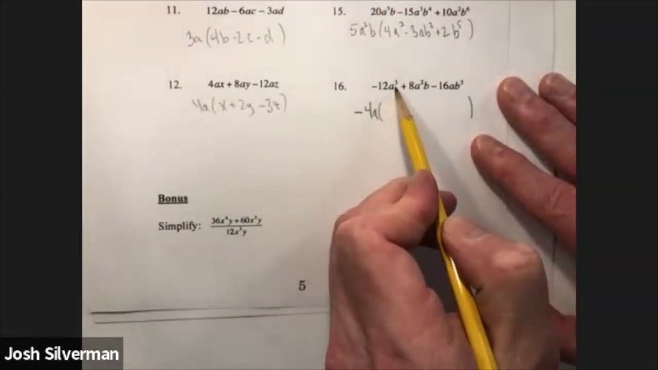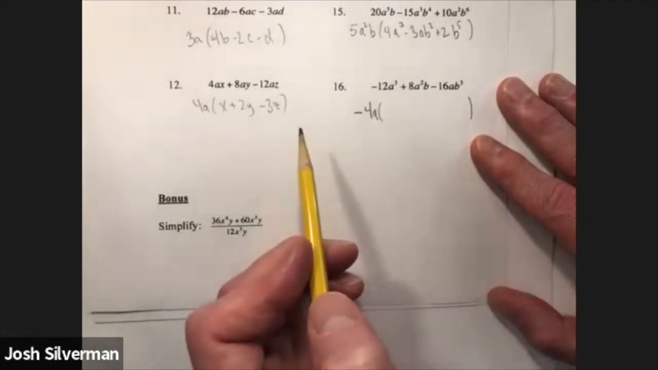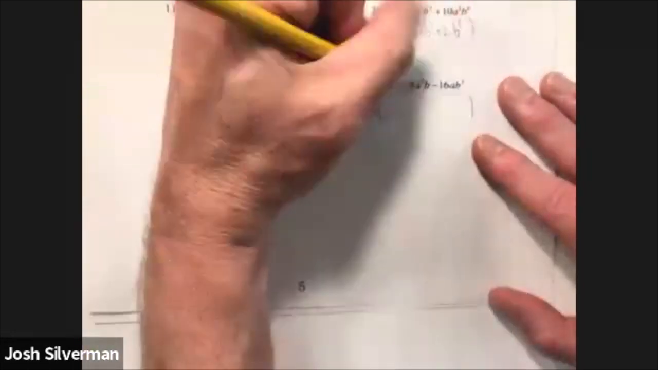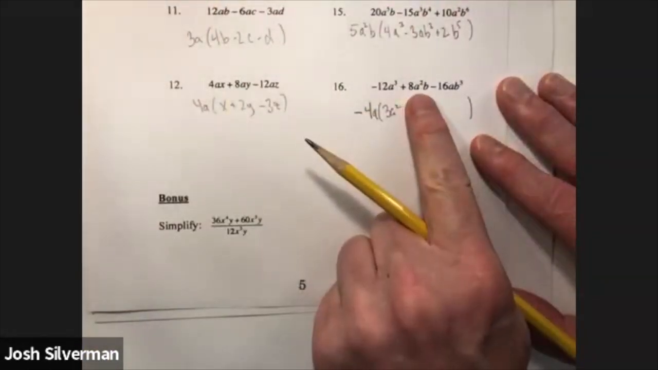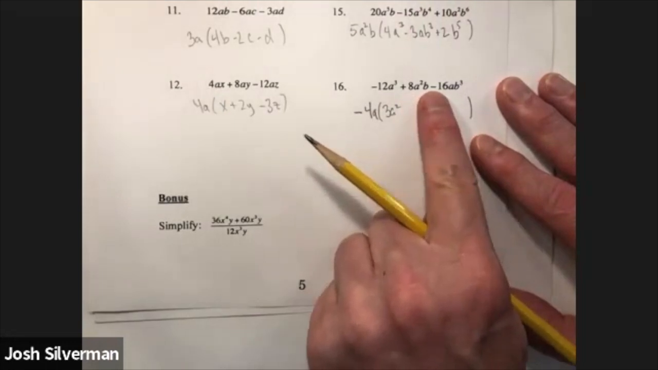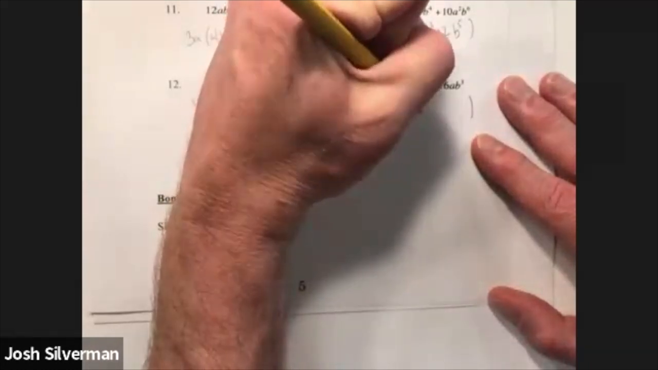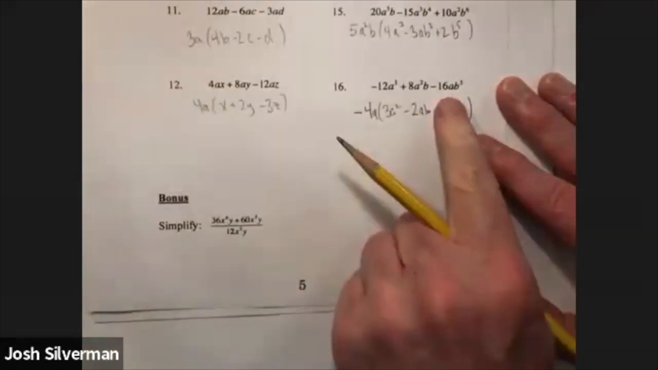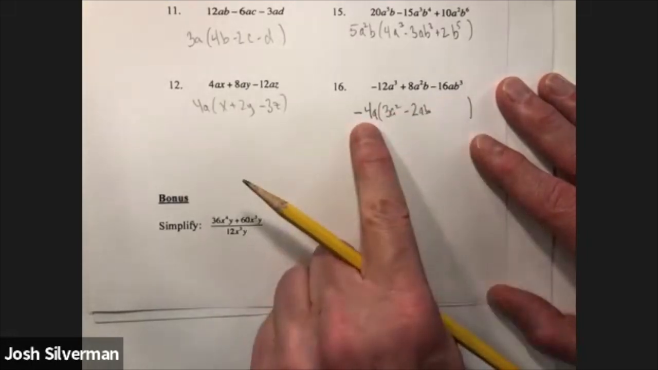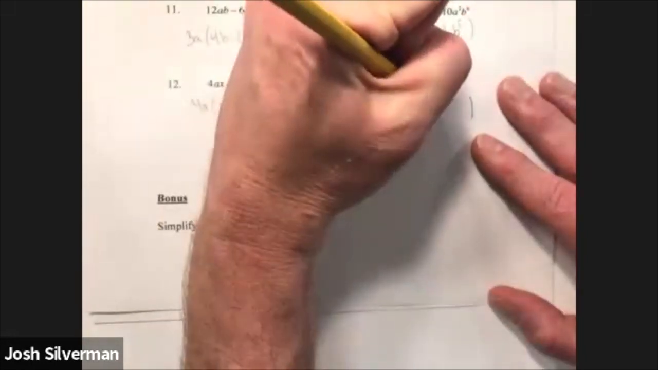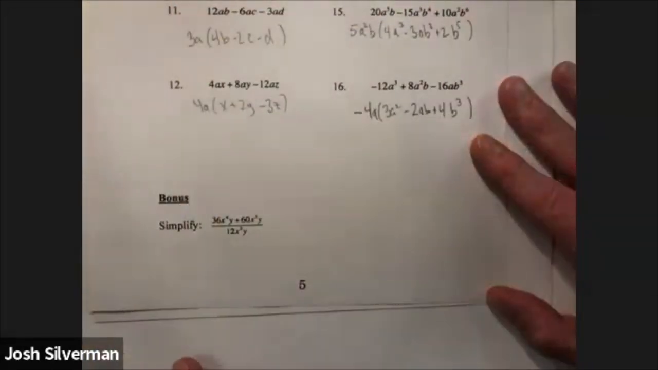Negative 12a cubed divided by negative 4a is positive 3a squared. Positive 8a squared b divided by negative 4a is negative 2ab. And negative 16ab to the 3rd divided by negative 4a is positive 4b to the 3rd.